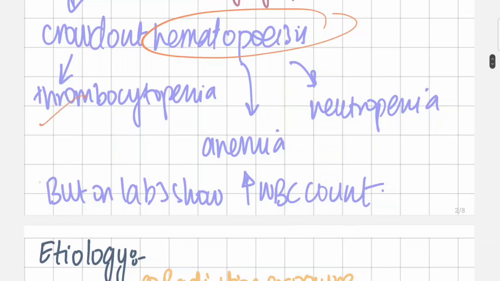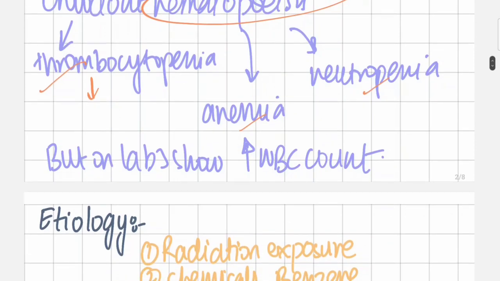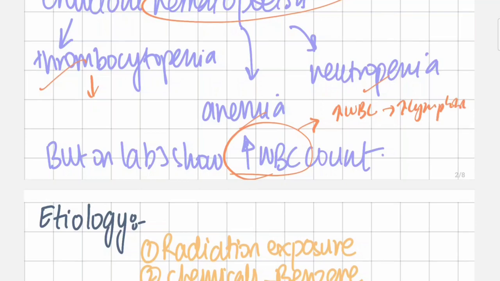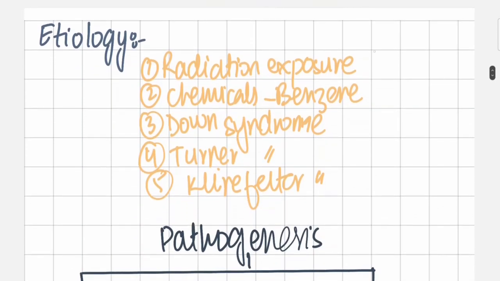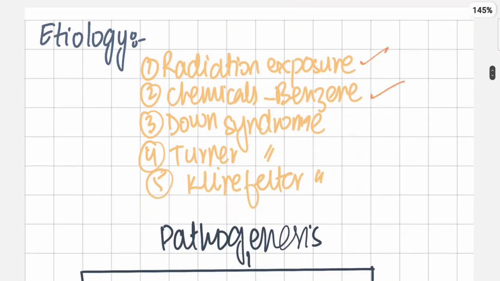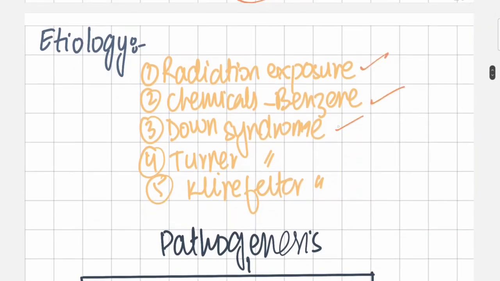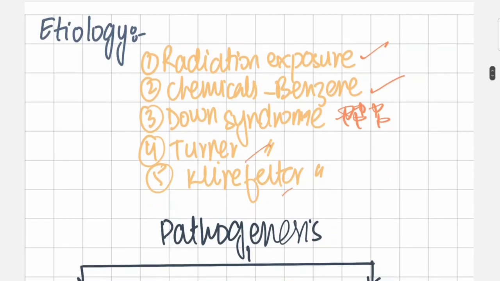So it causes thrombocytopenia, decreased platelets, decreased RBCs causing anemia, and neutropenia, decreased neutrophils. But labs are going to show increased WBC count because on CBC, this is misleading. It shows high WBC count because of presence of a lot of lymphoblasts. That is why. Some etiology is radiation exposure. Chemicals like benzene. Down syndrome is a very important association in ALL. It could be Turner or Klinefelter as well.